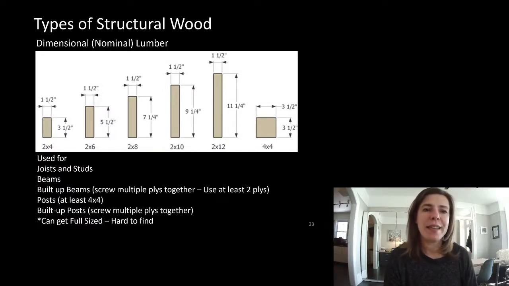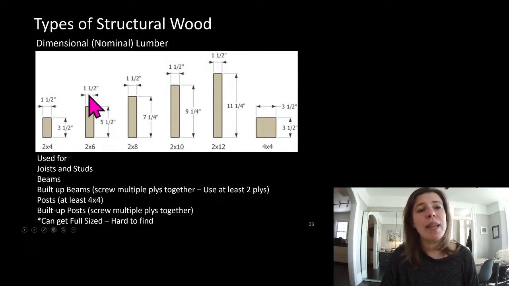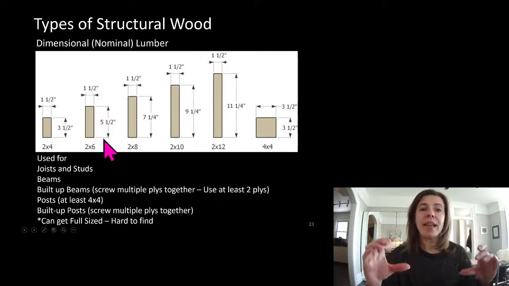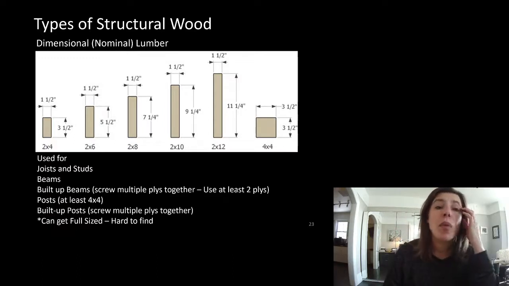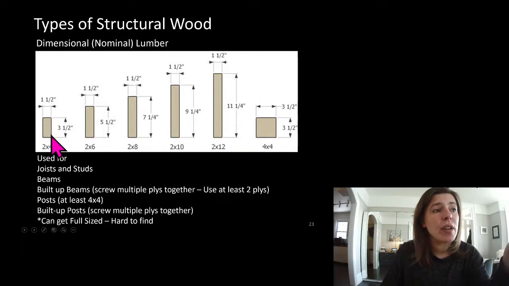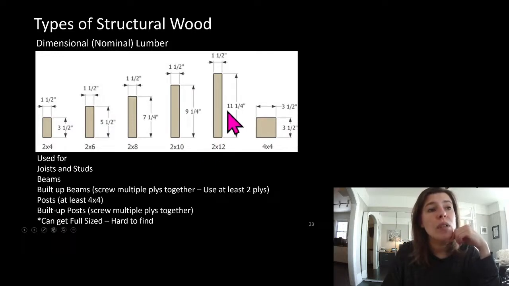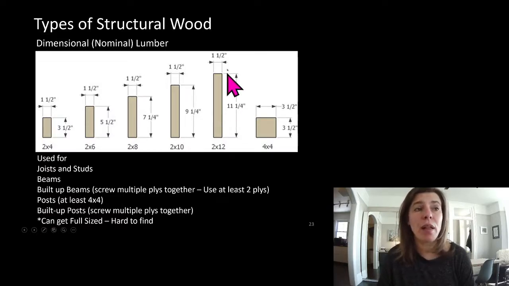Wood is a pain in the butt because it is dimensional or nominal lumber. When we say 2x6, we're talking about something that's actually only 1.5 inches by 5.5 inches. It is not 2 inches by 6 inches. It was when it was rough sawn, and then it gets planed down a little bit. And we end up losing a quarter of an inch on each side of a 2x4 and a 2x6. On 2x8s to 2x12s, we actually lose more than that on the depth. Look, 7.25, 9.25, 11.25 is what we're left with. So if you're talking about a 2x12, you're talking about a 1.5 by 11.25.